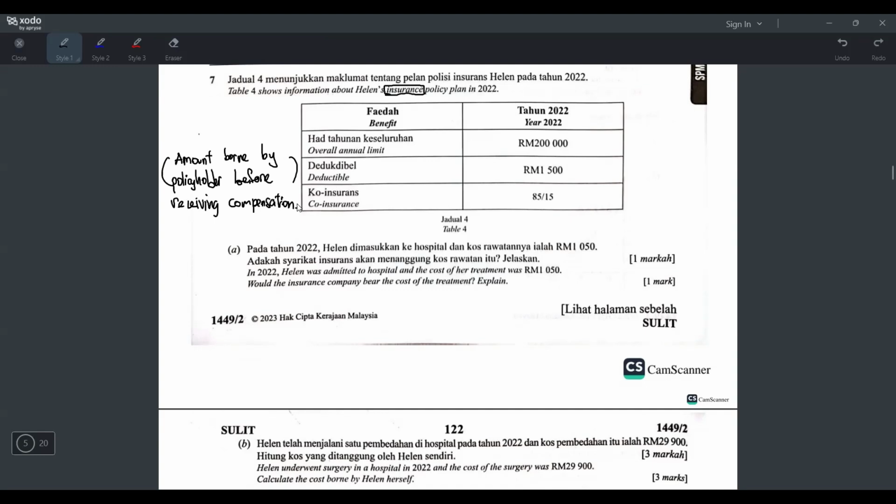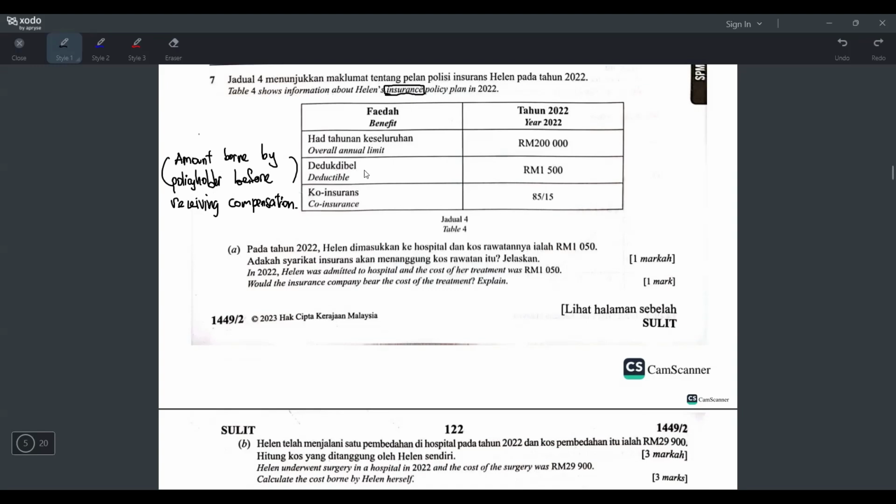So, what's the meaning? It means bila ada berlaku kerugian, when there is a loss happening, some amount the company will pay and some amount the policyholder will pay. Policyholder means orang yang beli insurance lah. So the amount yang policyholder kena bayar dulu is deductible. Okay. So amount borne means tanggung. So the amount yang tanggung oleh policyholder before you receive the compensation. Compensation means like bayaran balasan daripada company lah.